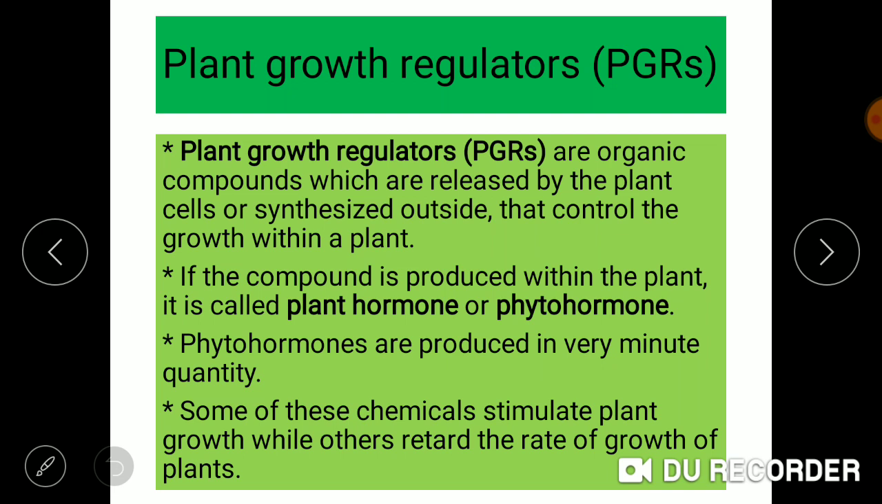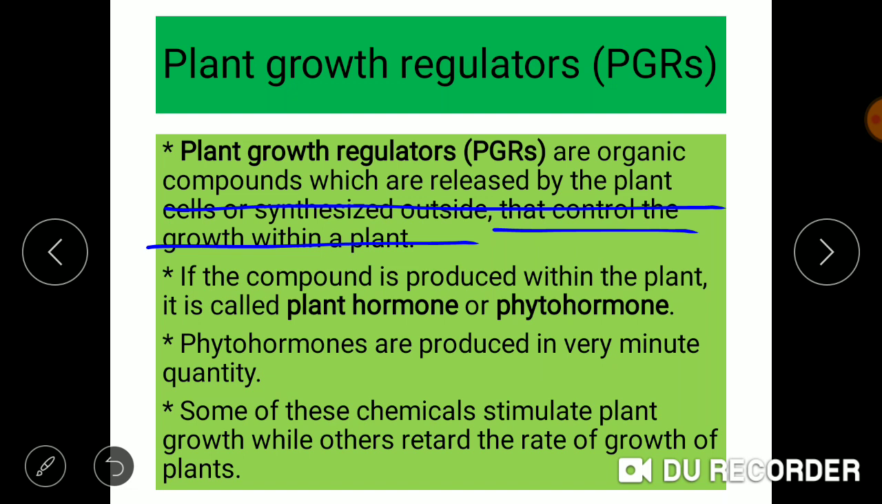Another topic here is plant growth regulators, the most important topic of this chapter. Plant growth regulators, also known as PGRs, are the organic compounds which are released by the plant cells, or can also be synthesized outside. They control the growth within a plant. So the organic compounds which are either released by the plant cells or synthesized outside, control the growth within a plant.